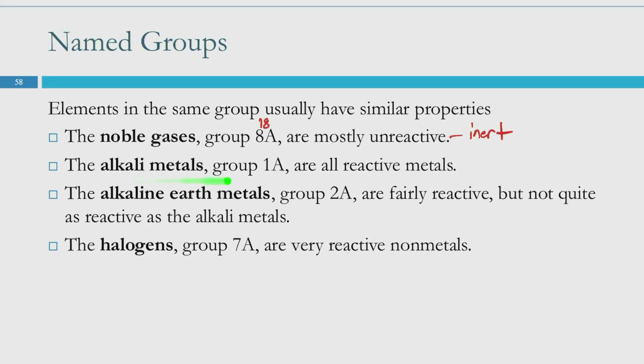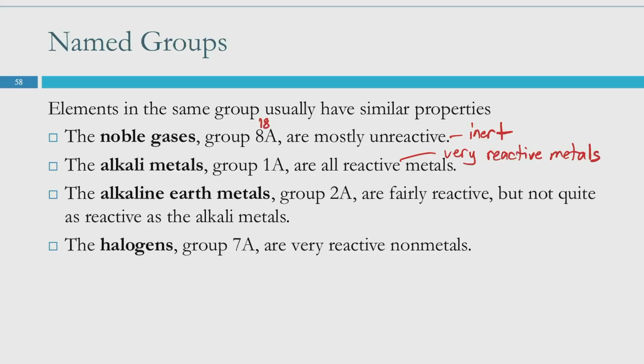Our alkali metals, our group 1A or group 1, are all very reactive nonmetals. Sorry, metals. Very reactive metals. And these are our alkali metals. Group 2A, or 2, is our alkaline earth metals.